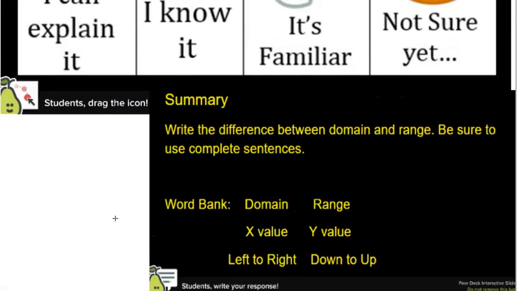On the last page of your Pear Deck, write your summary. Write the difference between domain and range. Be sure to use complete sentences. While you write your summary, use these words in this word bank. Once you're done with this, go to the next activity.